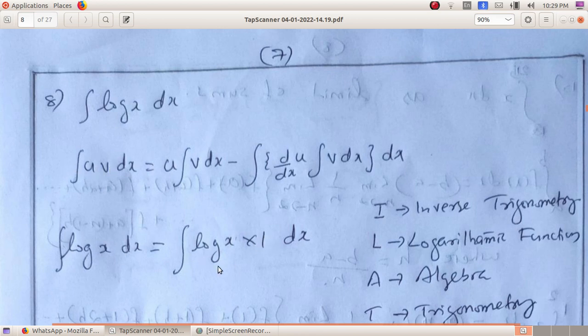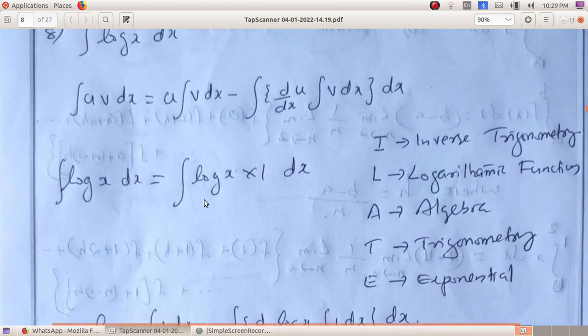Then for taking u and v for a function, there is a criteria, ILATE. I means inverse trigonometry, L means logarithmic function, A means algebra, T means trigonometry, E means exponential. Here in the question, to apply partial integration by parts, this order must be followed. First function will be inverse trigonometry.